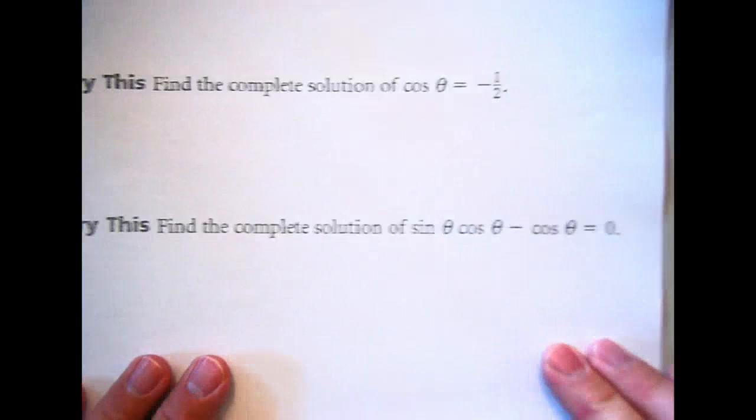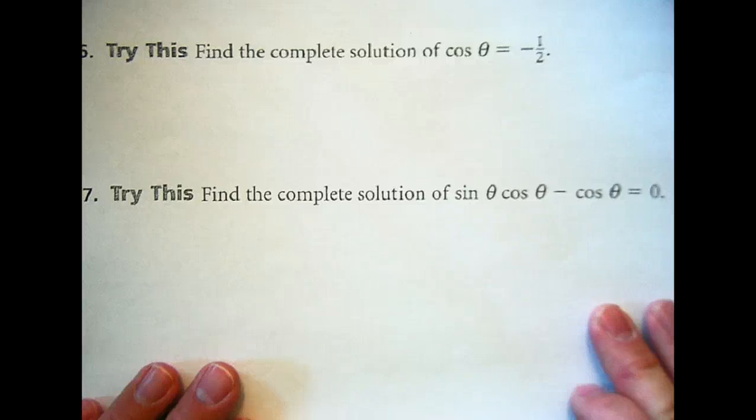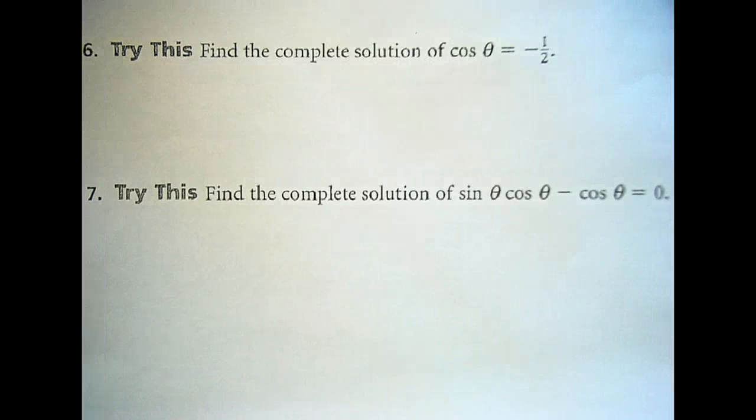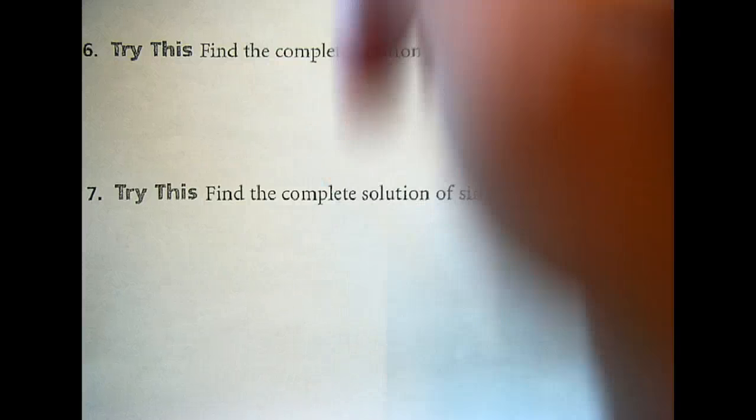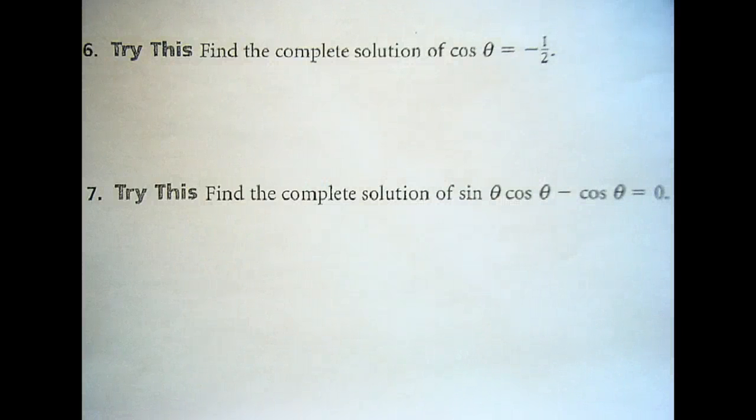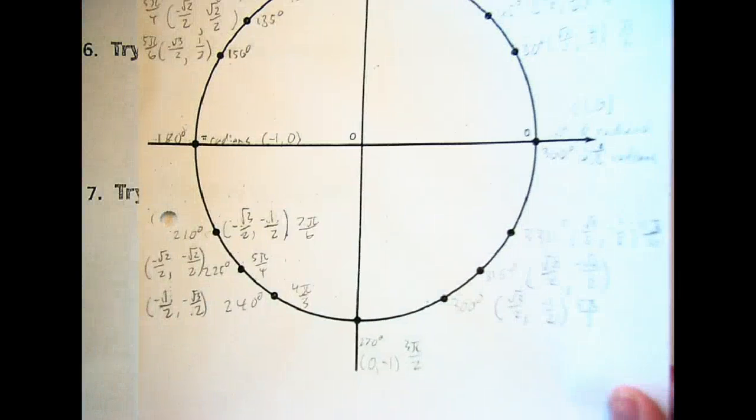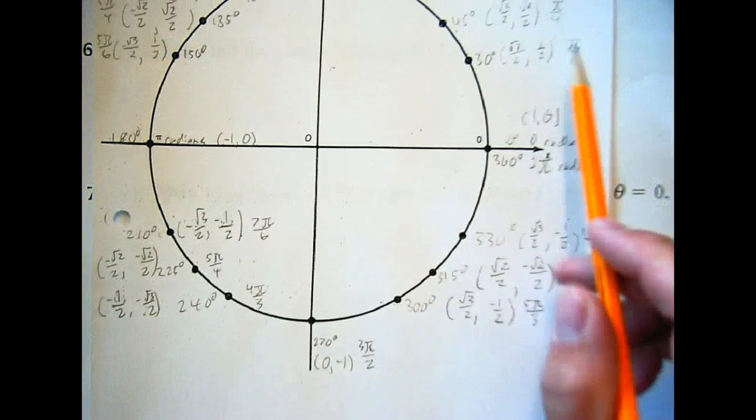So, that being said, I want you to try number 6 and 7, best you can. Here you go. So, if we're taking a look at this, when does cosine equal negative 1/2? Can I borrow your unit circle? Alright. So, negative 1/2 looks like at 120.